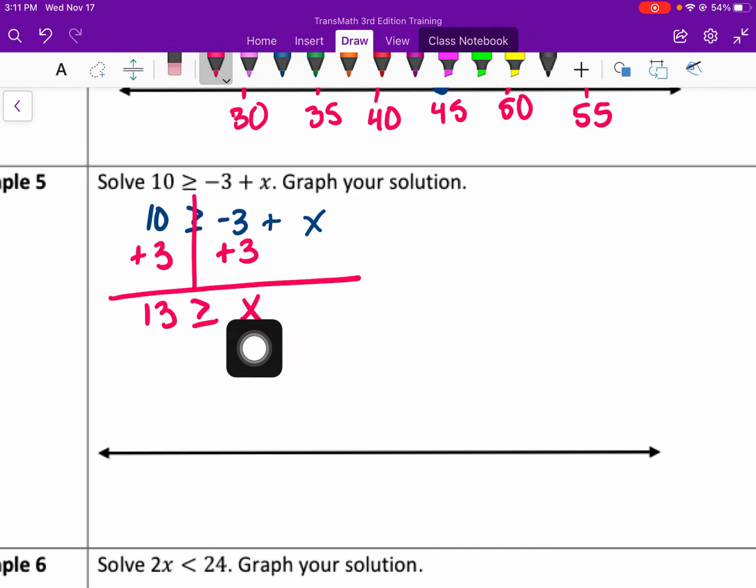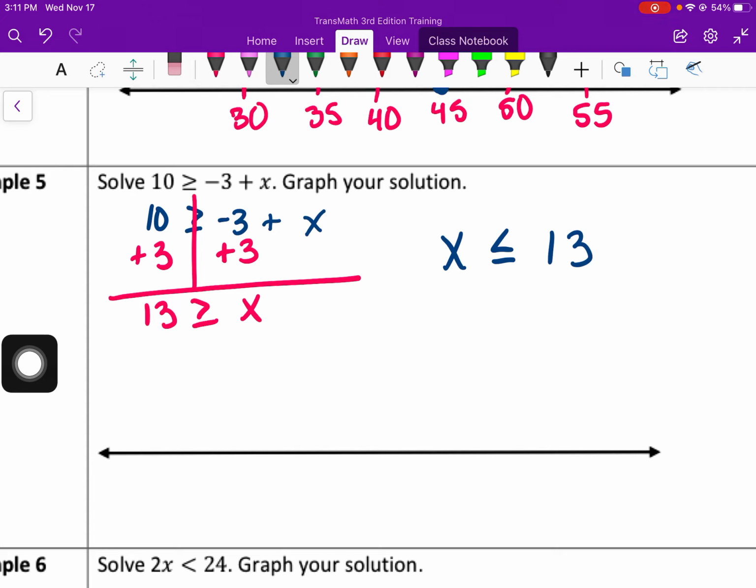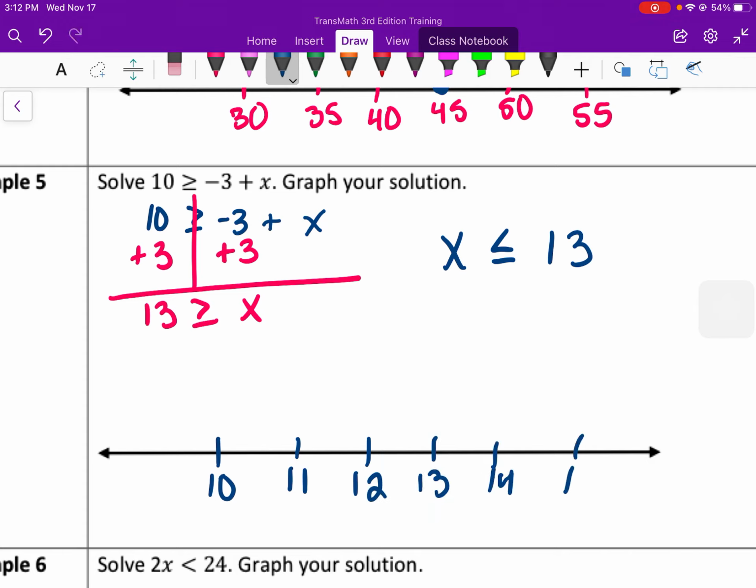So the only thing I want to do now is, since x is on the right, before I graph it, I'm going to flip this around. So I'm going to flip-flop the x and the 13, which means I need to flip-flop the sign. So instead of greater than, I'm going to have less than or equal to. 13 is greater than or equal to x is the same thing as x is less than or equal to 13. So I flipped around the numbers, I need to flip around the inequality. It's pointing to the x here, it needs to point to the x here as well. So that would graph very similar to our last couple of examples. Whoops, 12 comes after 11, then 13, 14, 15. This one would still have a closed circle at 13 and then go less than.